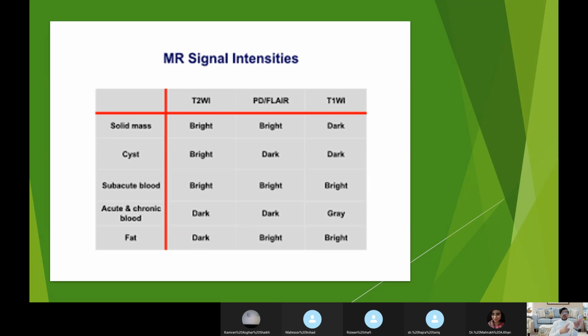ब्लड T2 में ब्राइट, फ्लेयर में ब्राइट, T1 में ब्राइट. एक्यूट एंड क्रॉनिक ब्लड T2 में डार्क, फ्लेयर में डार्क, T1 में ग्रे. फैट जो कि जैसे हमारा सारे ब्रेन का स्ट्रक्चर है, वो सारा ब्रेन का स्ट्रक्चर T2 में डार्क, फ्लेयर में ब्राइट और T1 में ब्राइट.